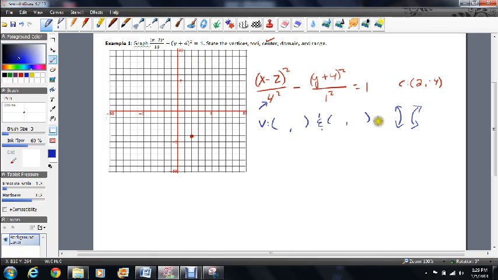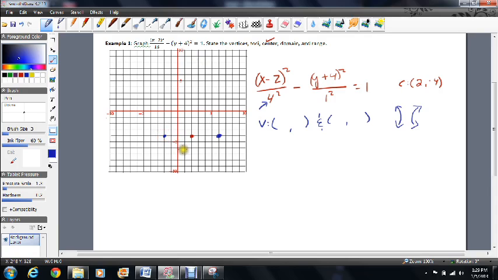So since it opens left or right, I'm going to use this first number, and go that amount left and right from the center point. So again, I'm going to use this number here. Since I know it opens left and right, I'm going to go from my center point 1, 2, 3, 4. Here's my one vertex. I'm also going to go 1, 2, 3, 4 to the left. Here's my other vertex.